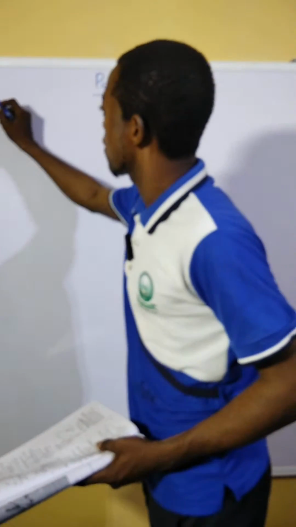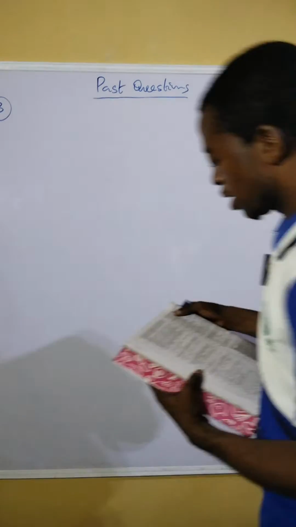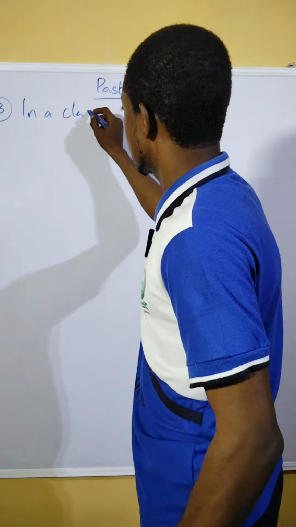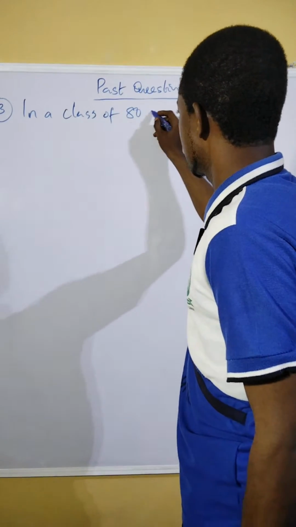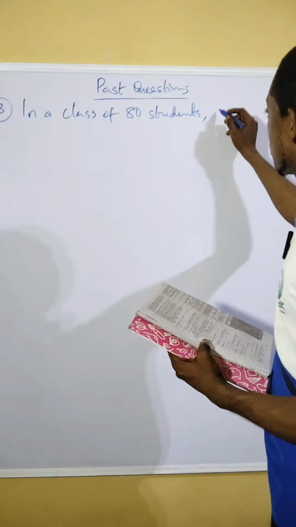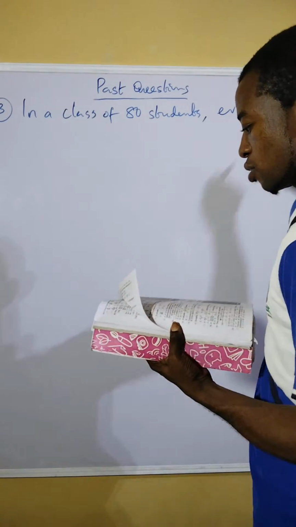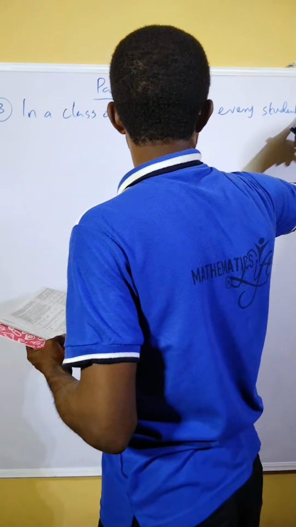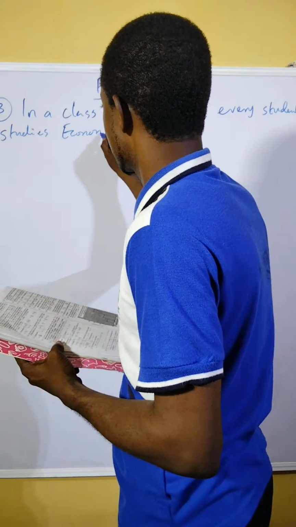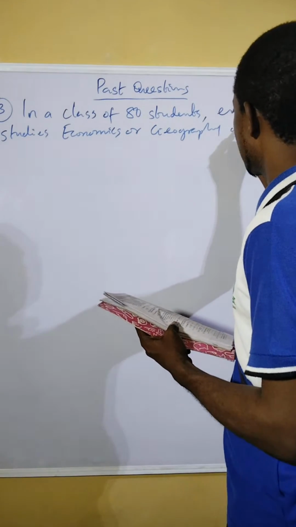We have number 3. In this question, we have: in a class of 80 students, every student studies economics or geography or both.